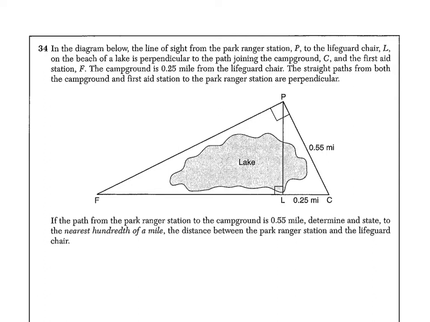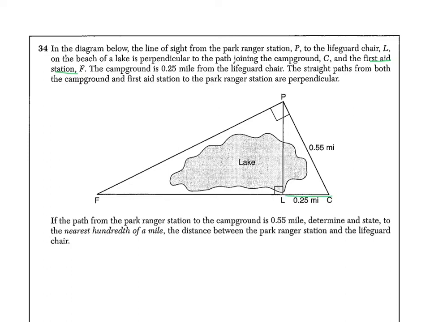So you can see that each of these letters represents the title of the location. F, first aid, C, campground, L, lake, and P, park ranger. The campground is 0.25 miles from the lifeguard chair. So here C is 0.25 from L, the lifeguard chair.